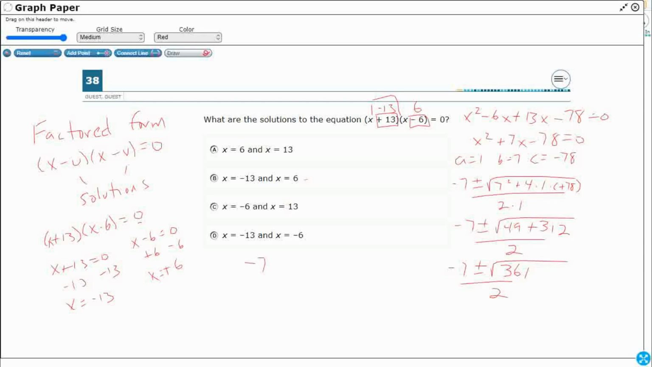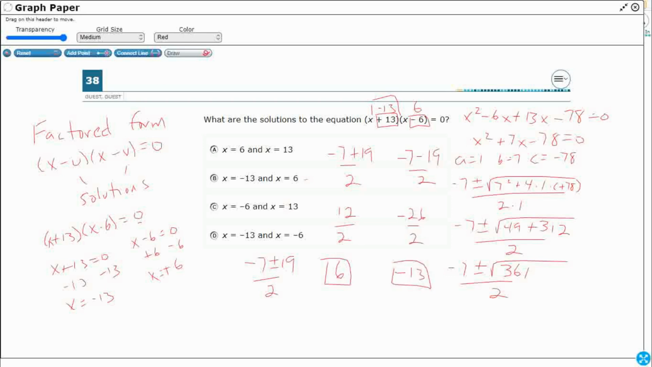So negative 7 plus or minus 19 over 2. So if we said negative 7 plus 19 over 2, and then we could say negative 7 minus 19 over 2, obviously we're going to get the same answer. So I wanted to show you that you still multiply it out and find the quadratic. So that would be negative 7 plus 19. That's going to be 12 over 2. So that makes 6. Negative 7 minus 19, that's going to be negative 26 over 2. That makes your negative 13.